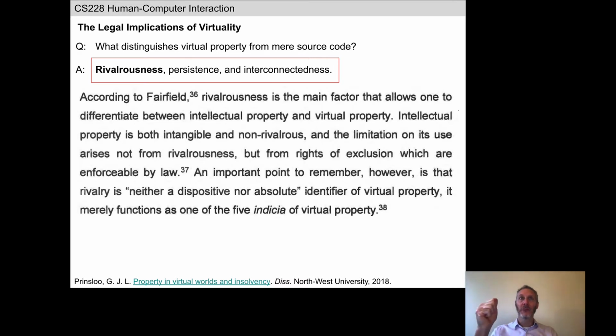Right? If you buy a virtual axe in World of Warcraft, it's yours. Somebody else can't use it unless they steal it from you, you give it to them, you sell it to them, or you trade it for something else. It's yours until you give it to someone else.